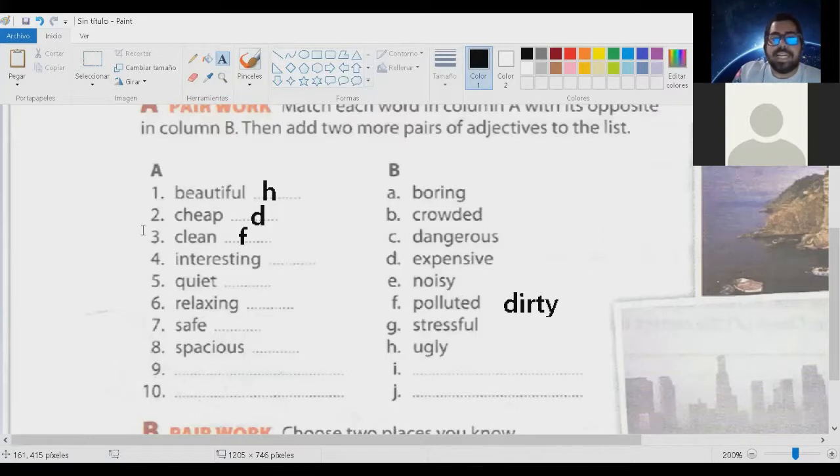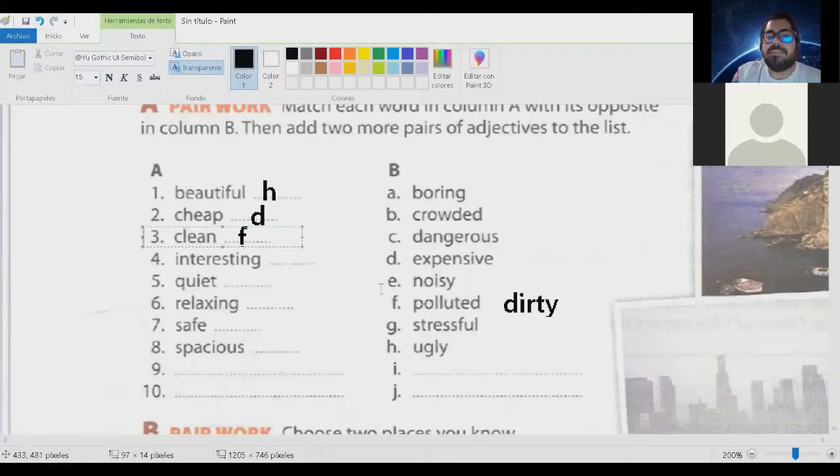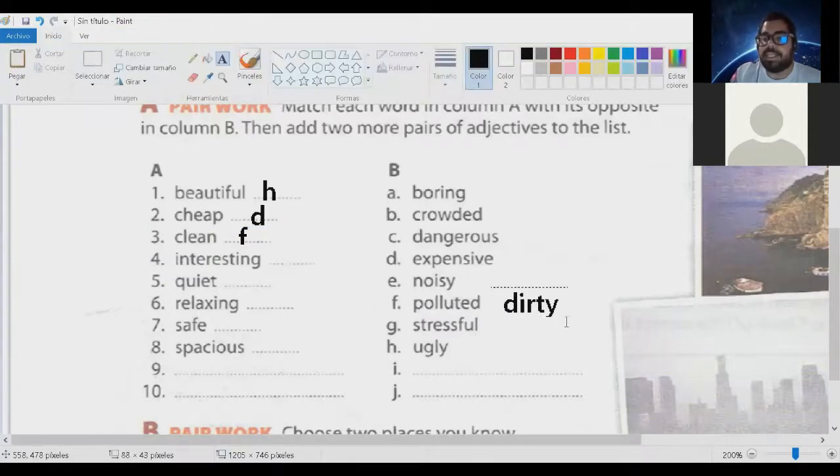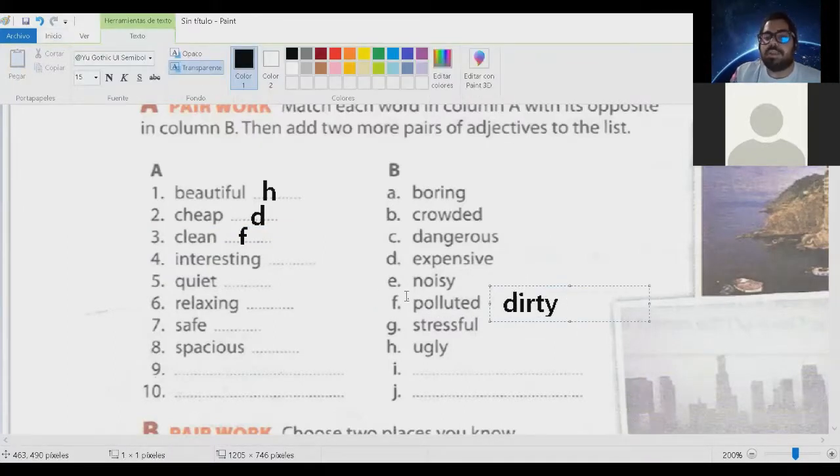But look at this, guys. Clean, all right, and then we have polluted. Okay, interesting. And then we have here dirty. Okay, dirty is sucio en general. Contaminado and sucio over here. Polluted. The next one, guys.